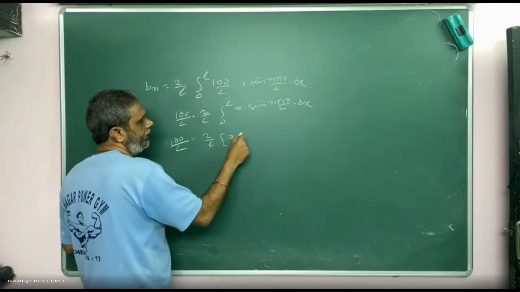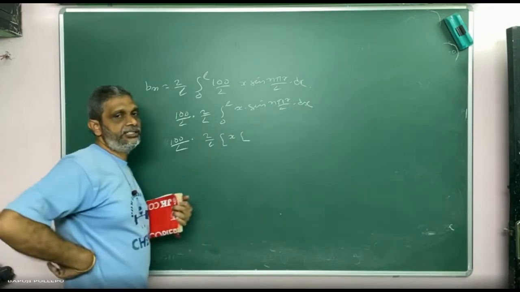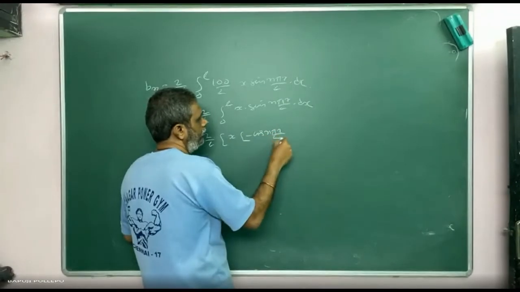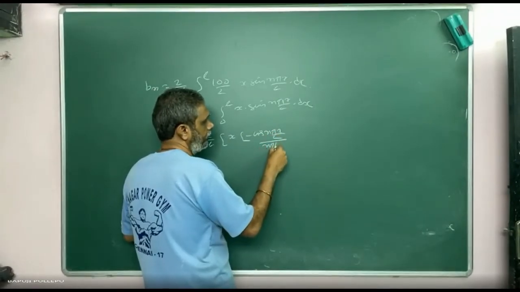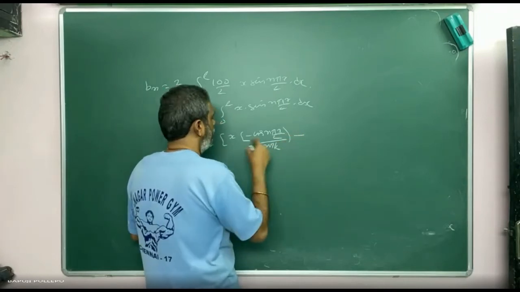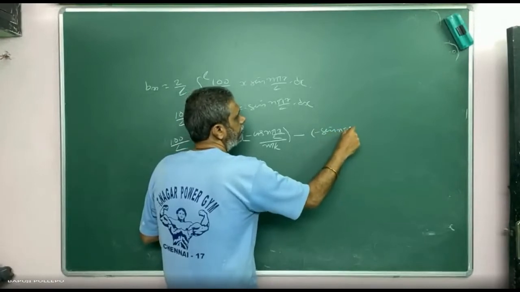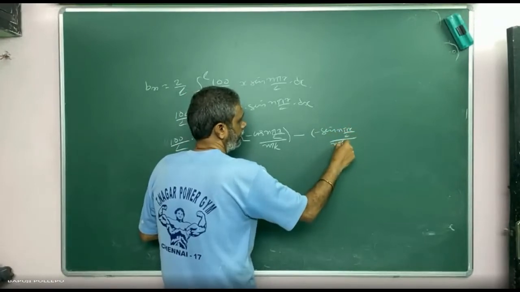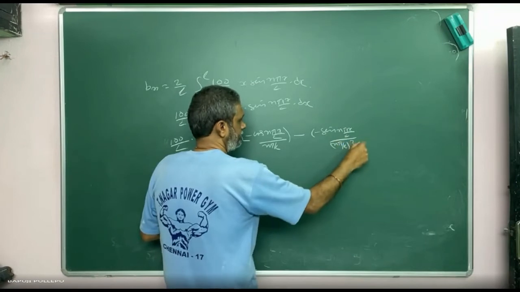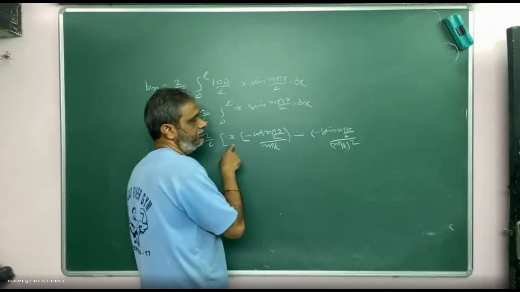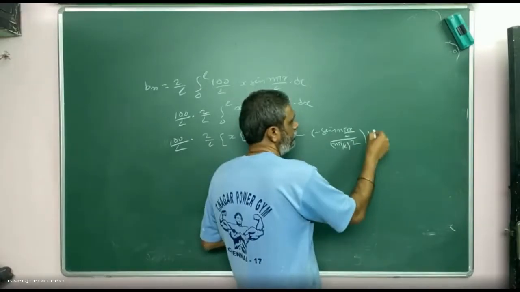Then x you keep, sin n pi x by L integration is what? Minus cos n pi x by L divided by n pi by L. Minus what you integrated again, you differentiate: minus sin n pi x by L divided by n pi by L square. x differentiation is 1. After that I am not able to move, then stop.